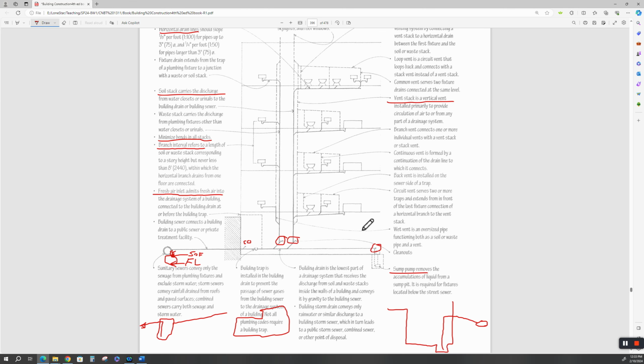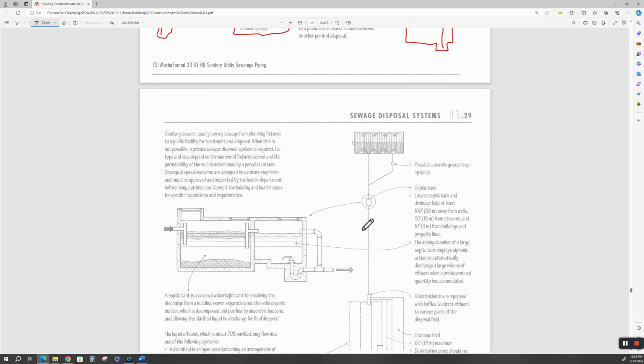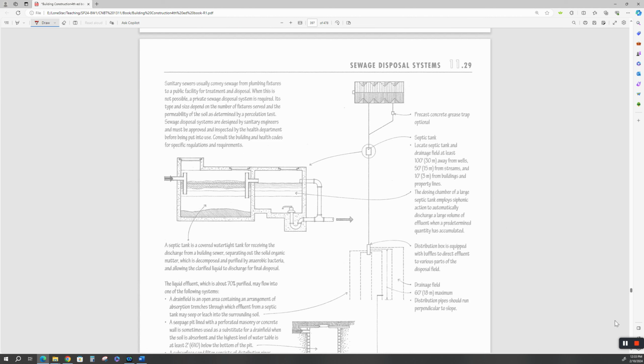All right, we think we beat this up enough. Sewage disposal systems. Let's look at our time. Sewage disposal systems. All right. I think this thing runs to what? Yeah, we got electrical. All right.